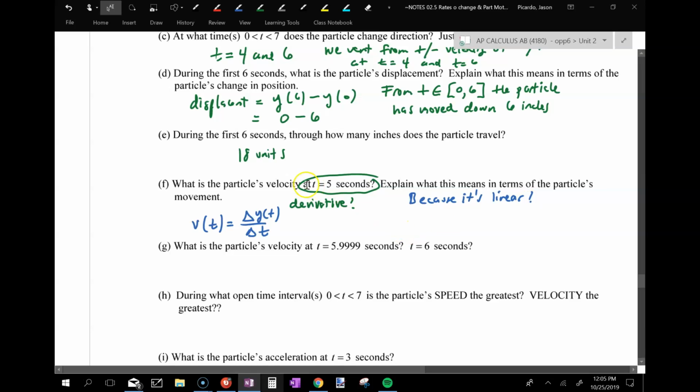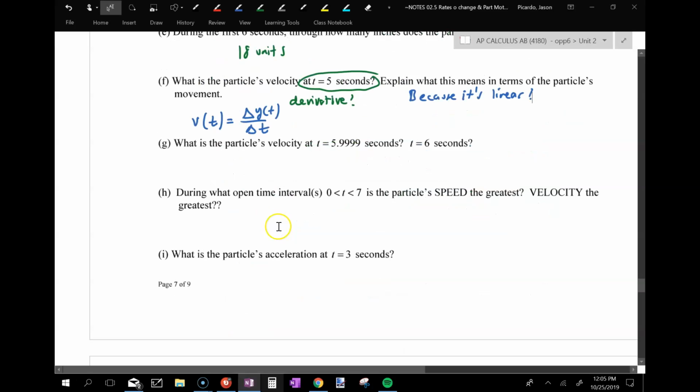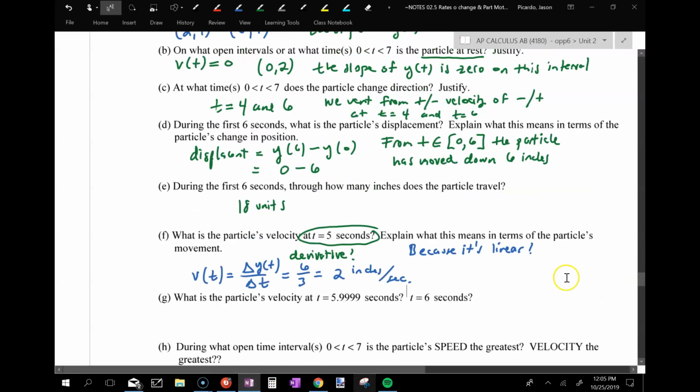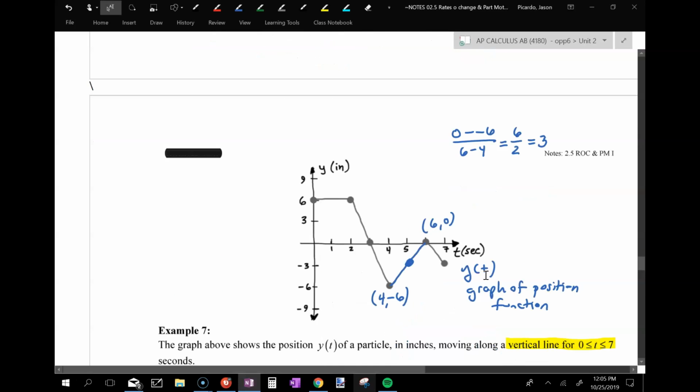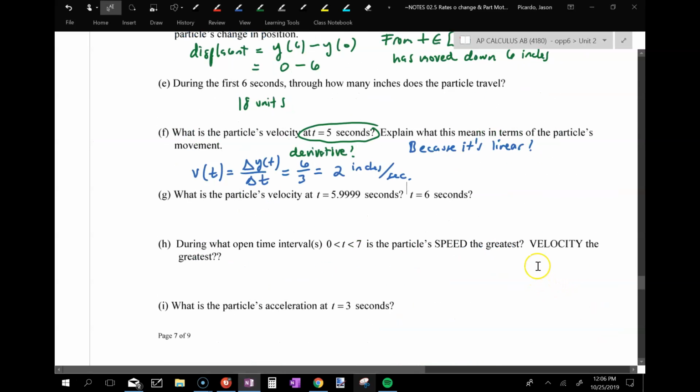Okay. So what is my change? Oh, we already did it. It was 3, right? All right. So this is 2 inches per second, right? Wait, 3 inches per second. Oh, this was over 2. Sorry, I flipped these. 2, 3.